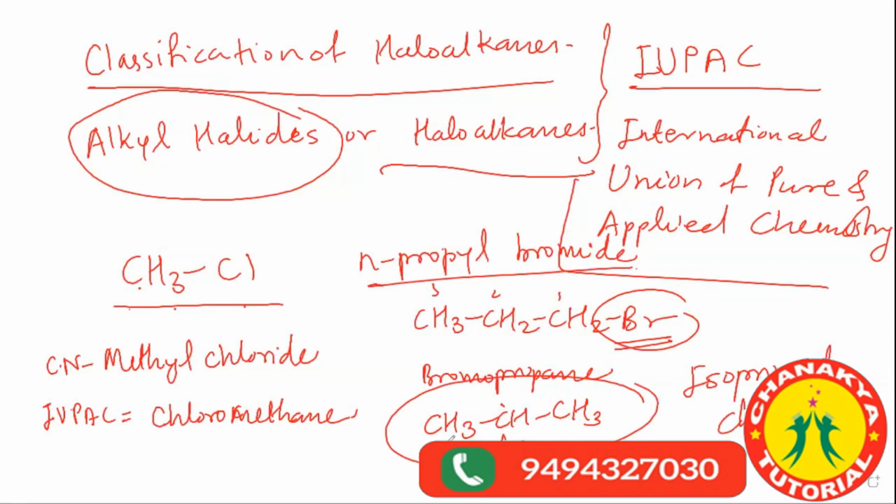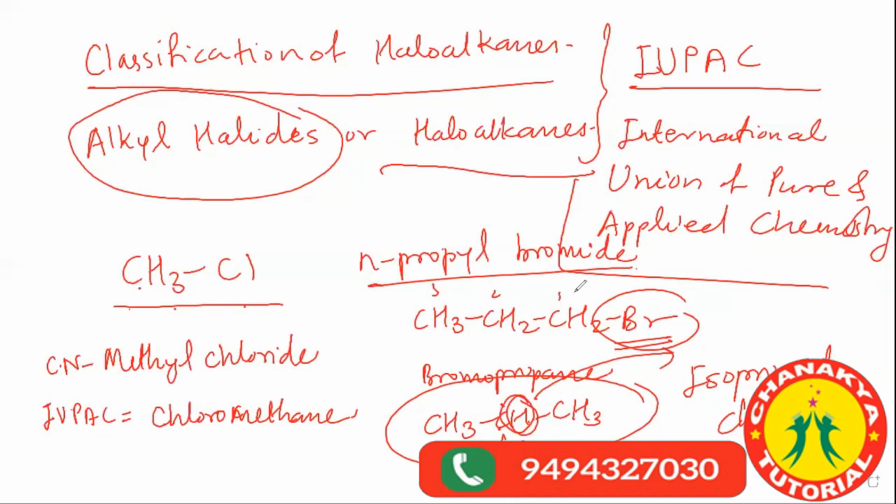Understood? Whenever the halogen is attached to the second carbon in the chain, that is called isopropyl chloride. But it must consist of at least one hydrogen. When one hydrogen is there, this would be iso. And when there won't be any hydrogen, that would be neo. Keep it in your mind.